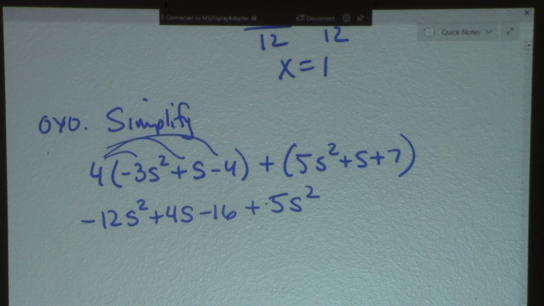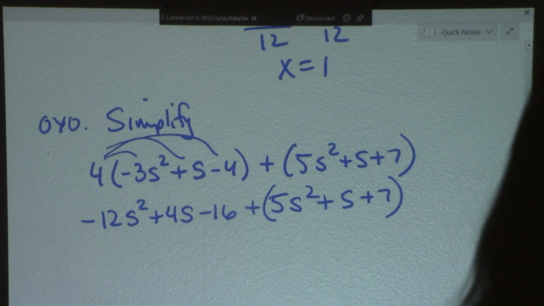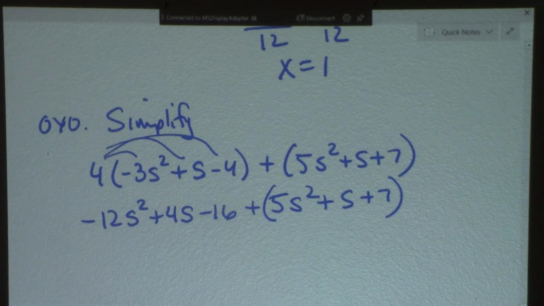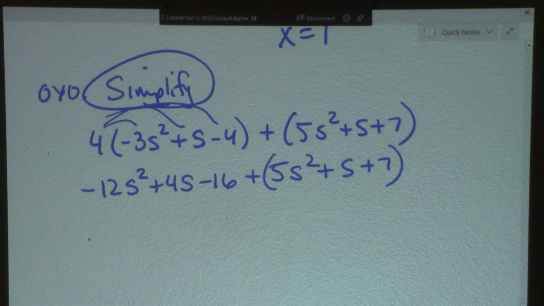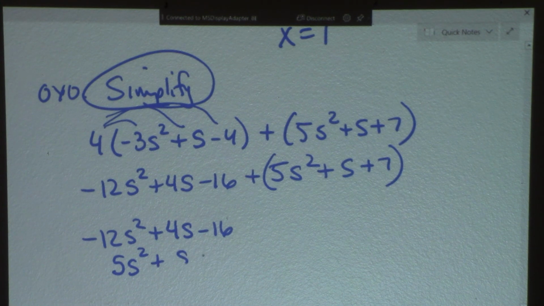And now I'm going to add it to this whole thing. Now I'm not going to drop this here. This is not an equation. This is just simplify. Are they telling me here to solve? No. I don't have an equal sign. I'm just simplifying. So I'm going to rewrite my second set of terms here, my second polynomial underneath. And what's the sign? Plus.